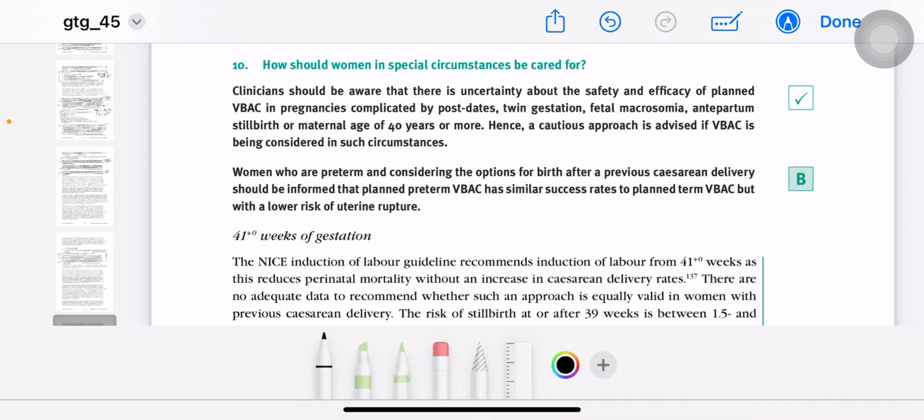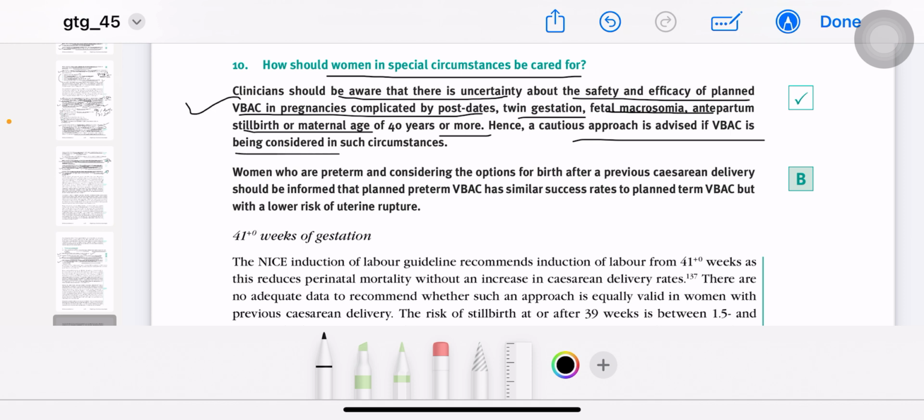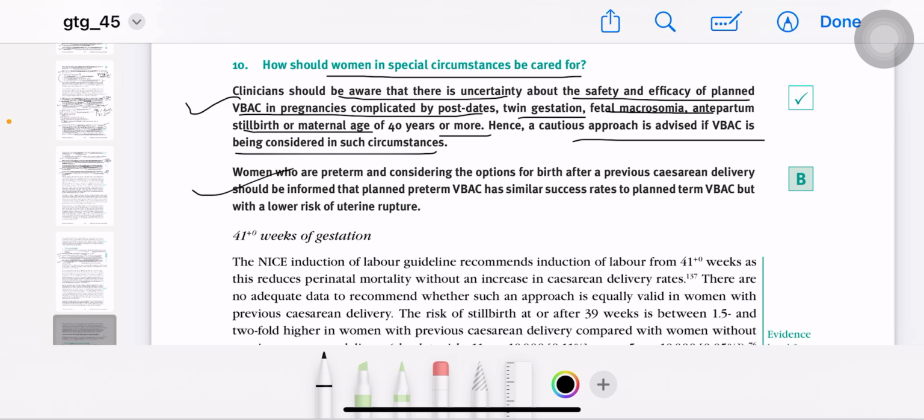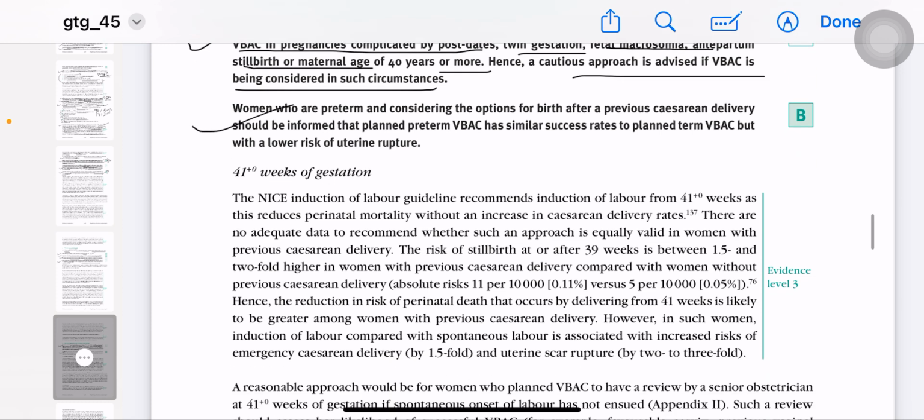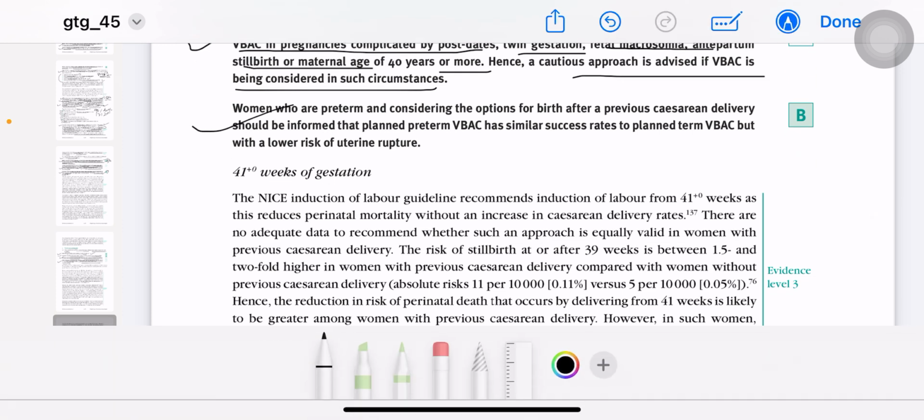How should a woman in special circumstances be cared for? Clinicians should be aware that there is uncertainty about the safety and efficacy of planned VBAC in a pregnancy complicated by post-date, twin gestation, fetal macrosomia, antepartum stillbirth, or age 40 years or more. A cautious approach is advised if VBAC is being considered in such circumstances. So, for example, the patient is post-date, having a twin pregnancy, fetal macrosomia. So you have to be very vigilant in these patients and take a cautious approach if VBAC is planned.